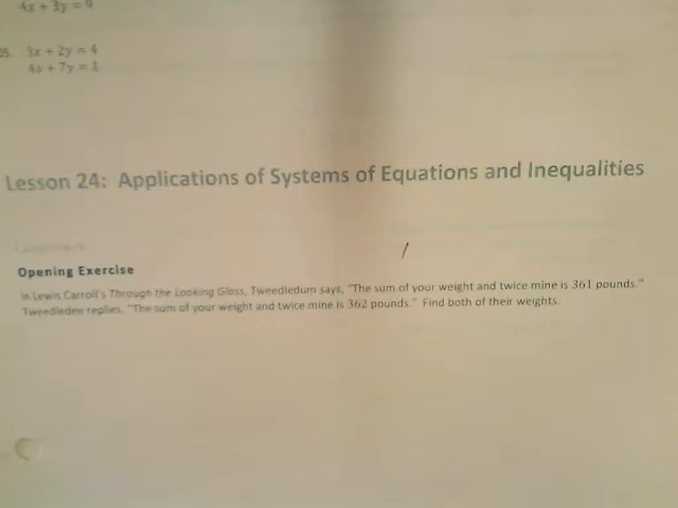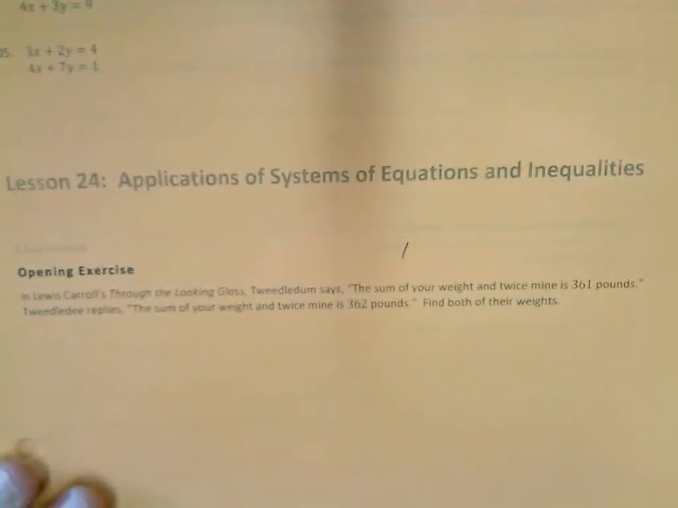But Tweedledee replies, the sum of your weight and twice mine is 362 pounds. Well, now we have enough information because we're going to have two equations with two variables to be able to solve this system.